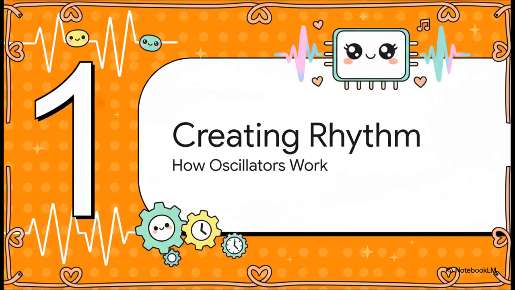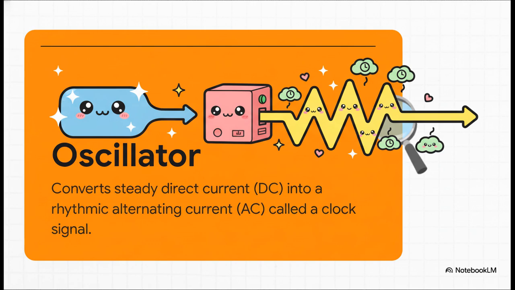Okay, so what does this heartbeat actually do? Let's break down the fundamental job of an oscillator and how it creates the rhythm that powers all of our technology. Its main job is actually pretty simple when you get down to it. It takes a smooth, steady stream of electricity, what we call direct current, or DC, and it just chops it up. It turns it into a signal that goes up and down in a perfect repeating rhythm. And this rhythmic signal, that's what we call alternating current, or AC. And in the digital world, we call it the clock signal.